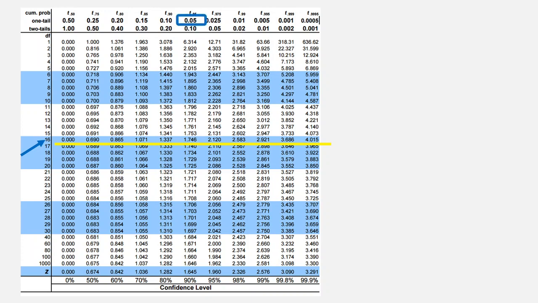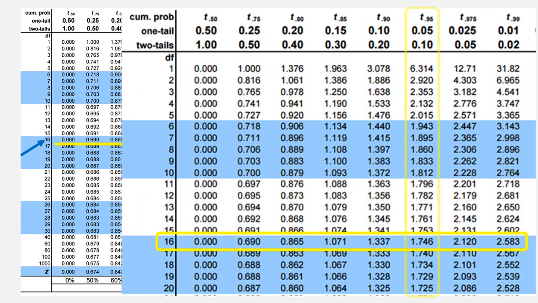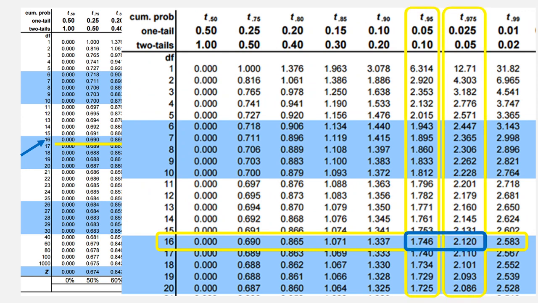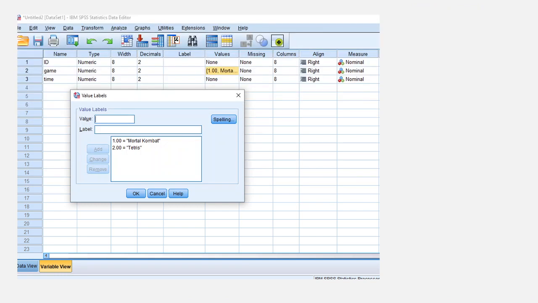And then you're going to find the column representing your critical probability cutoff, whether you're going one-tailed or two-tailed. Okay, so one of those is going to be your critical t cutoff. Again, I'll show you the work in SPSS.